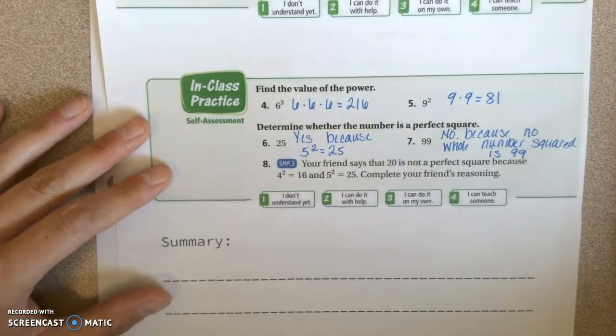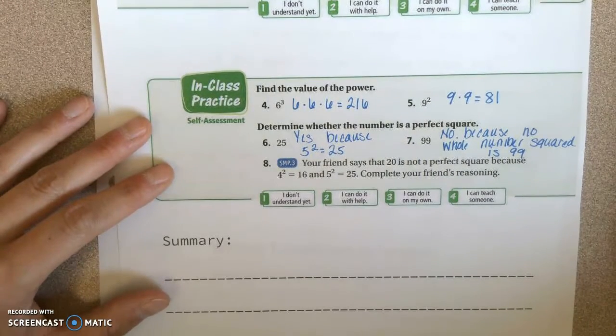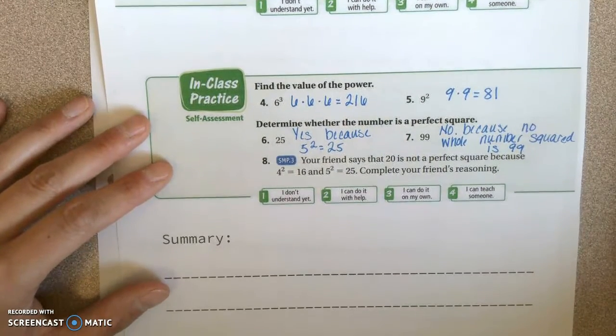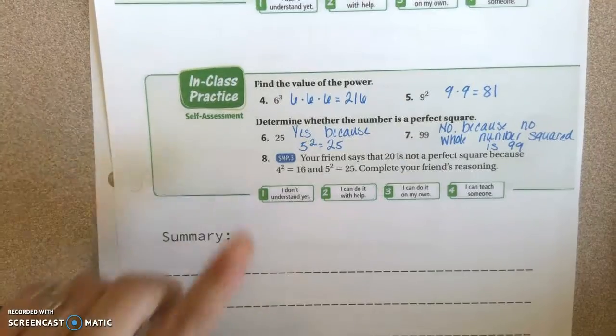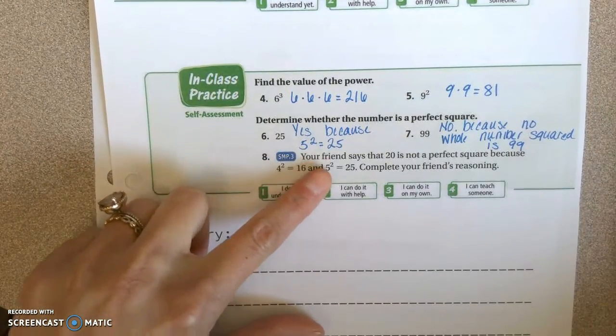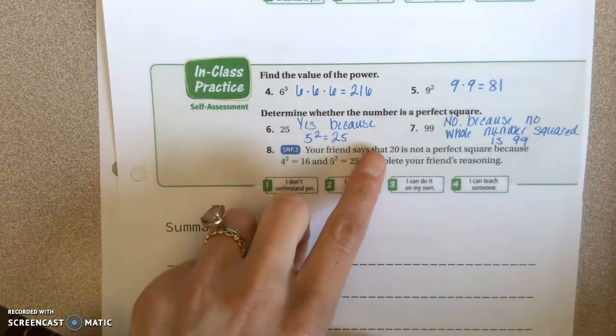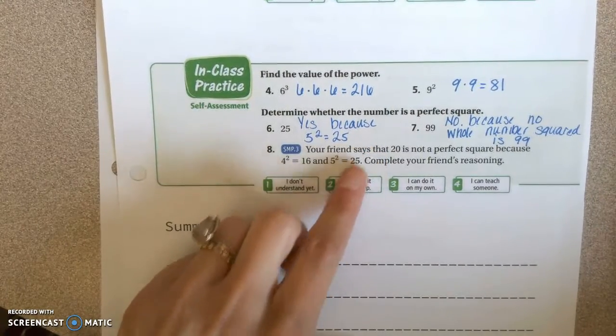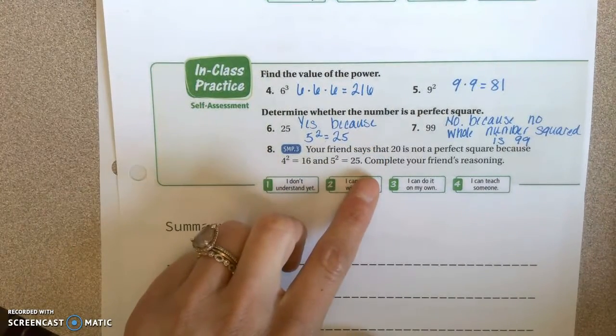Number 4, I did 6 times 6 times 6 to get 216. Number 5, 9 times 9 to get 81. Number 6, 25 is a perfect square. 5 squared gets us to 25. Number 7, no whole number squared is 99. And on number 8, your friend says 20 is not a perfect square.